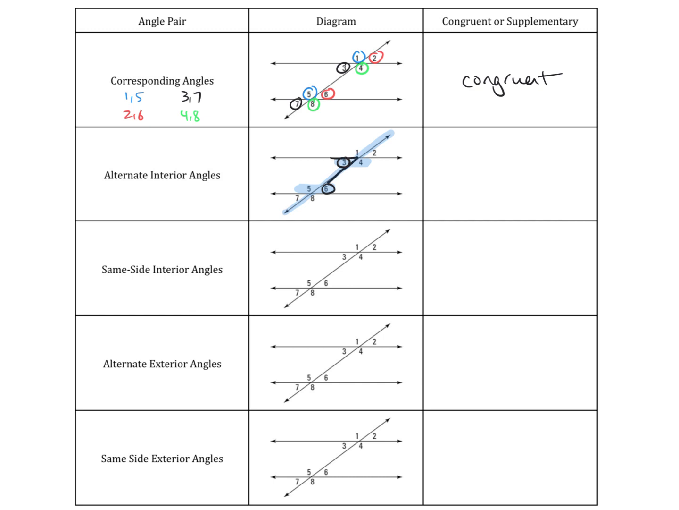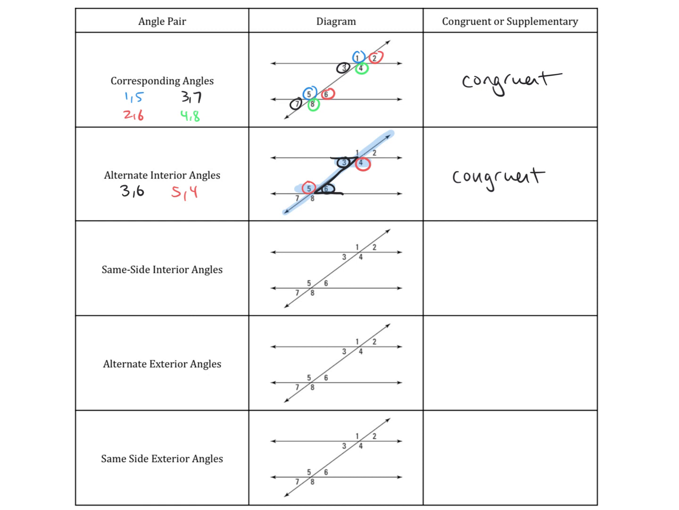It kind of makes a Z shape, like those inside corners of that Z. So 3 and 6 would be a pair of alternate interior angles. And then our other pair of alternate interior angles would be 5 and 4. And if we look at angles 3 and 6, we can see that they are two acute angles. Alternate interior angles are also congruent. 5 and 4 are both obtuse. Those are also congruent. So alternate interior angles are always going to be a pair of congruent angles when you have two parallel lines and a transversal.